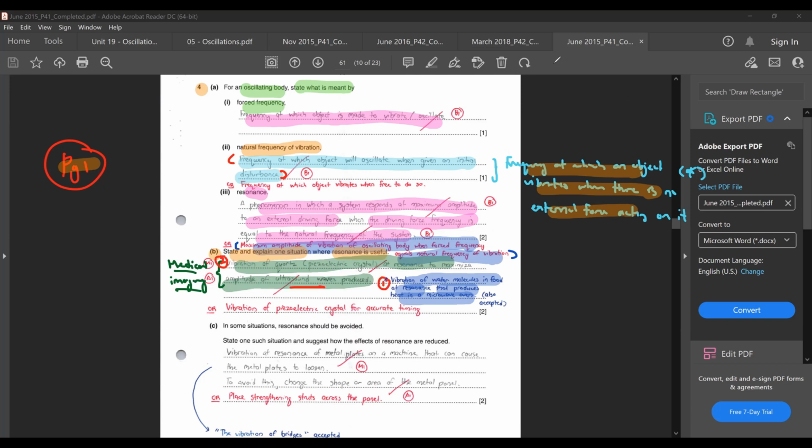Now for part C, in some situations, resonance should be avoided. Suggest one situation for a case where resonance should be avoided and suggest how the effects are actually reduced. Okay, now if you just read the answer first, vibration and resonance of metal plates on a machine that can cause the metal plates to loosen. And then to avoid this, change the shape or area of the metal plate. Now, reading this answer itself is a bit hard to imagine what they are talking about. This one is actually talking about your washing machine.